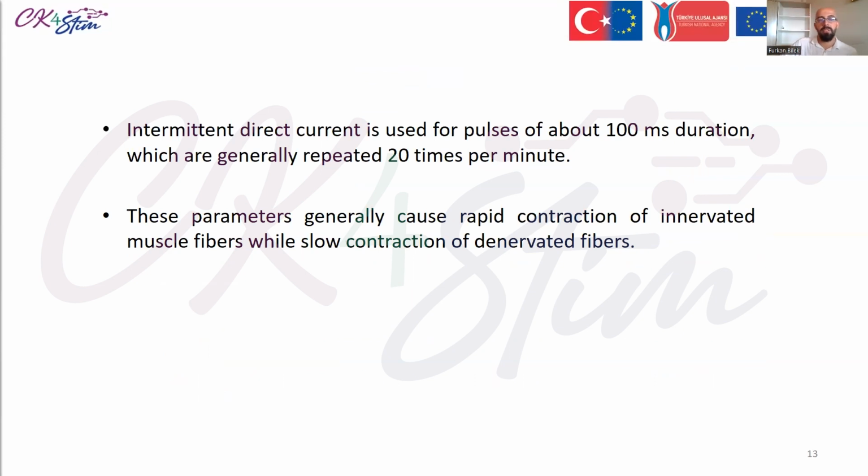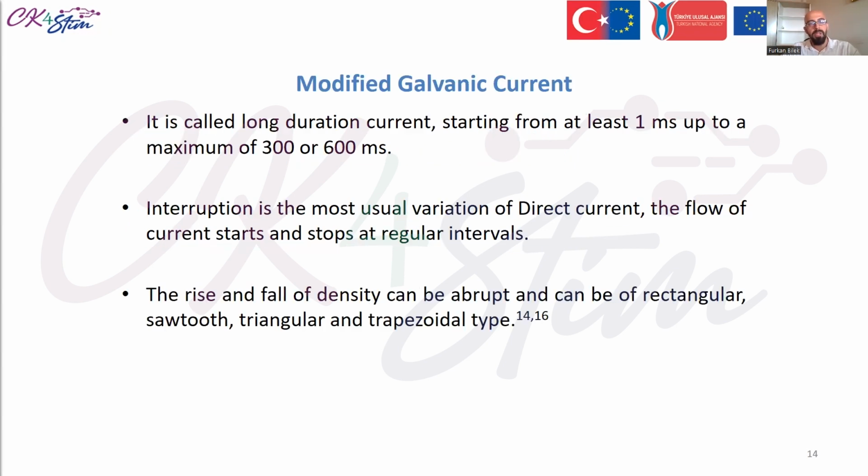Intermittent direct current is used for pulses of about 100 millisecond duration, which are generally repeated 20 times per minute. These parameters generally cause rapid contraction of innervated muscle fibers while slow contraction of the denervated fibers. If the temperature is low, the denervated muscles respond slowly, while the contraction of the denervated muscles becomes faster as temperature rises.